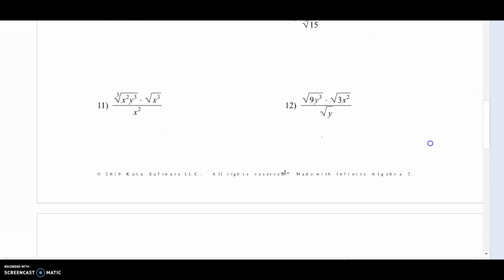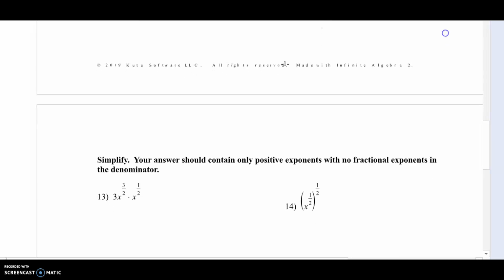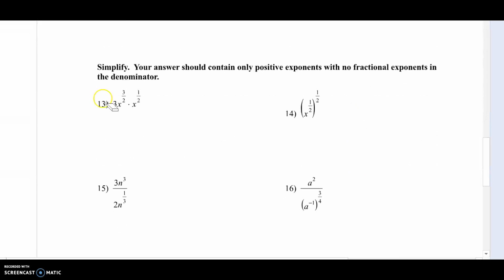Okay guys, so if we continue on, we're going to go to problem number 13. And so if I look at 13 here, I have 3x to the 3/2 times x to the 1/2. Okay, so 3 times 1 gives me 3. And then if I take my exponents and I add them together, I get 4 over 2, which gives me 2. So I have 3x squared.